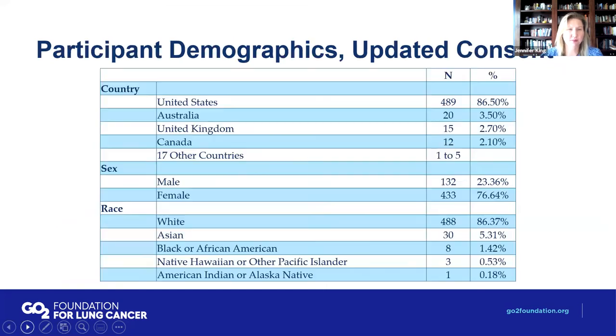Next slide. So this data is all relatively new, but I'll just give you a quick snapshot. We are seeing very similar things to what we've seen in the past. We do have a good representation of countries, although mostly the United States. Again, our population skews female and skews white for people who sign up for the registry. That is not consistent with our community, and that's something we are working on moving forward.